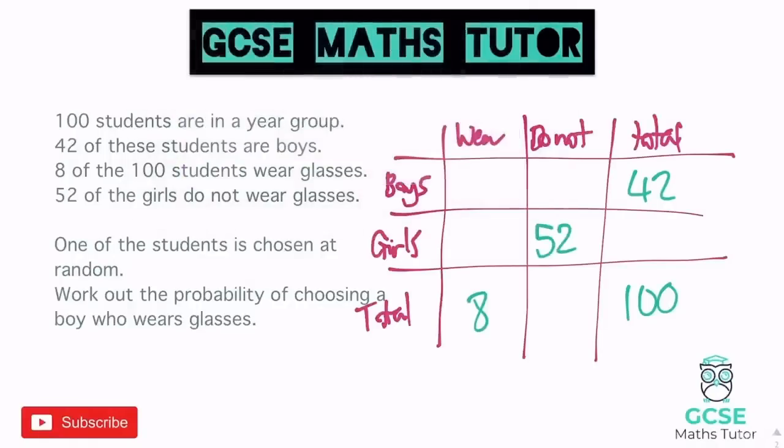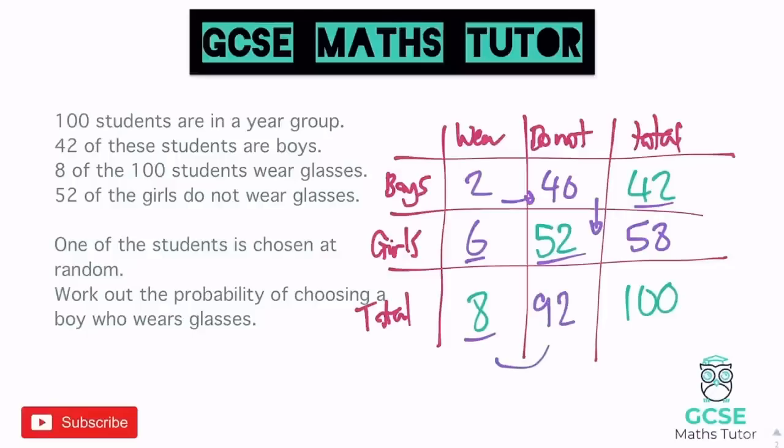We've just got to fill in all the missing numbers now. So if there are 42 boys here, that must mean that there are 58 girls. And out of those, 52 do not wear glasses. So that must mean that 6 of them do. Now again, we've got 8 that do wear glasses, 6 of them are girls, so 2 boys must wear glasses. And again, going along this way, that has to add up to 42, so that must be 40. And then moving downwards or across from another direction, I could add those together to make 92.